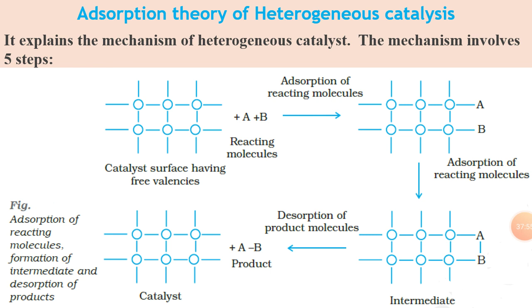First of all, about the mechanism, the first step is diffusion of reactant to the surface of the catalyst. Here the reactant species is A plus B, and the catalyst surface having free valencies is seen here. Diffusion means movement of molecules from higher concentration to lower concentration. The A and B molecules move to the catalyst surface. So first, again, diffusion of reactant to the surface of the catalyst.